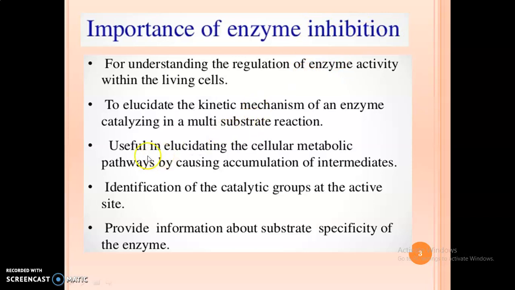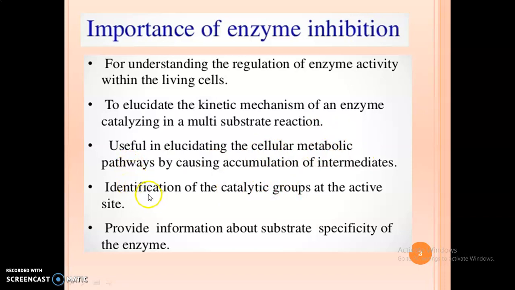Then it is useful in elucidating the cellular metabolic pathway by causing accumulation of intermediates. So if the enzyme is not available, your substrate will not bind with your enzyme. If you have inhibitors in the reaction, your inhibitors will bind with your enzyme and thus your enzyme is not available for your substrate. So the substrate will not form product, and automatically your substrate concentration will go on increasing. By this type of inhibition, we can determine the metabolic pathways involved in any reactions.